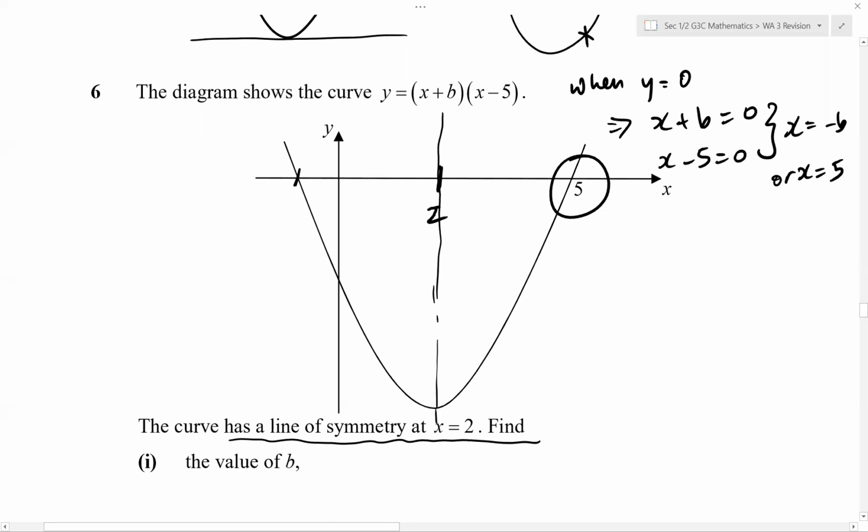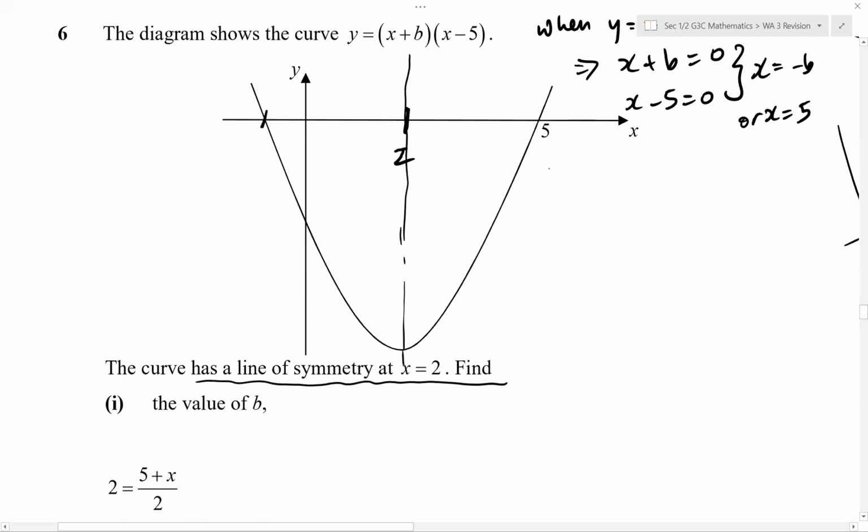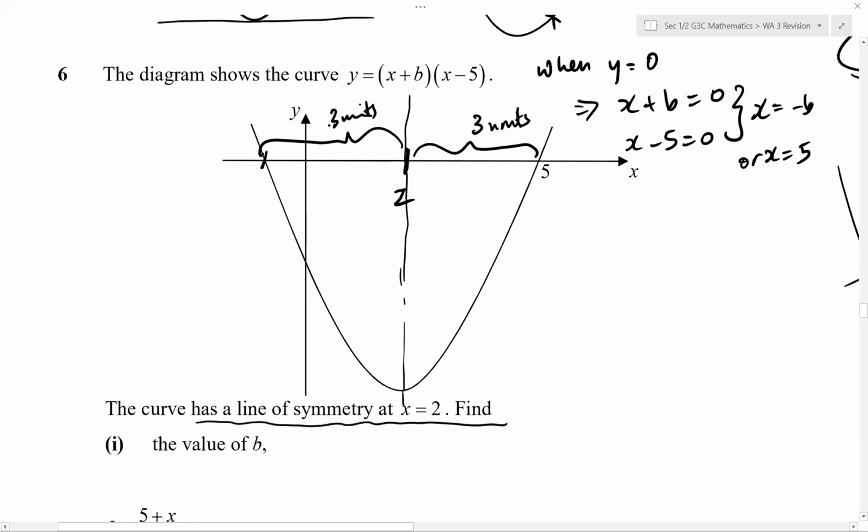Line of symmetry tells us that left side, right side same. So if I have 3 units here, then there must also be 3 units here. Only then can we say that this is a line of symmetry. If this is a value 2, then there are 2 units here, then only 1 unit here. So we conclude that this is a value of negative 1. From negative 1 to 2, 3 units. From 2 to 5, 3 units. So that's our line of symmetry. Find the value of b.